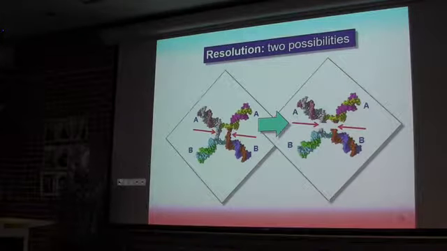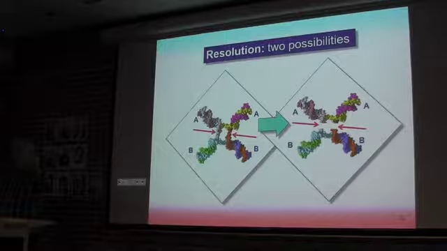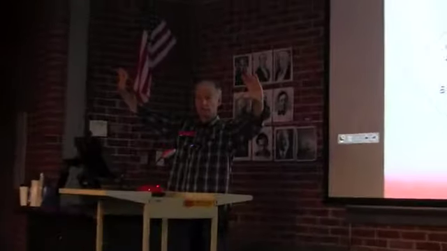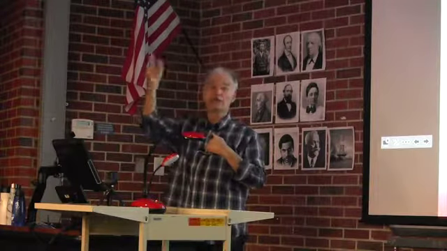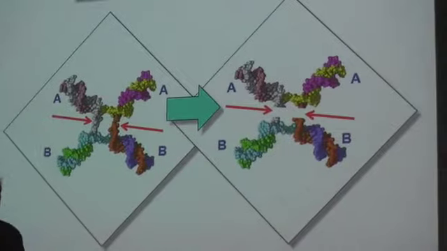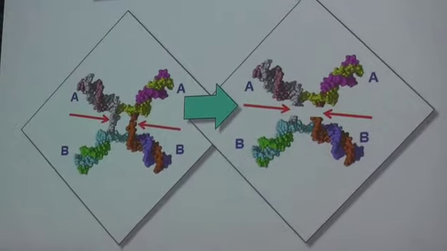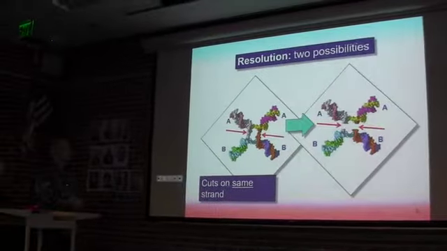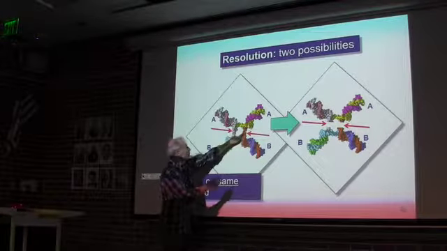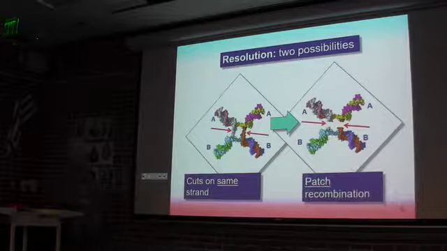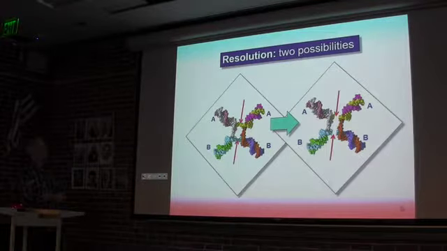No crossover. Remember, there is that little region though, through branch migration, where you've actually switched the strands. That is a little patch. That is a duplex, a chimeric composed of strands from each molecule. But it's just a little short region. In the end, you still have DNA A still attached to DNA A, so it's considered no crossover. Cuts on the same strand. It leads to patch recombination, no crossover.